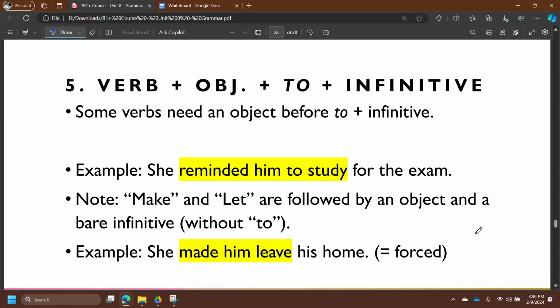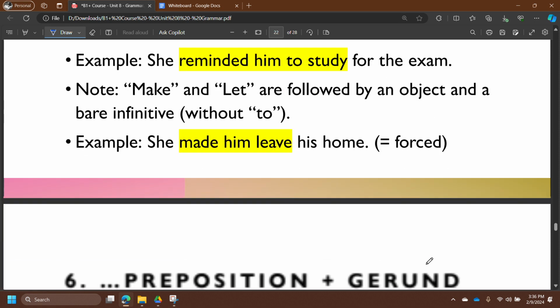Example, she made him leave his home means that she forced him to leave his home. But when you say made him, we don't say to leave. She made him to leave is wrong. She let him to leave is also wrong. She let him leave. She made him leave. Okay? No to.